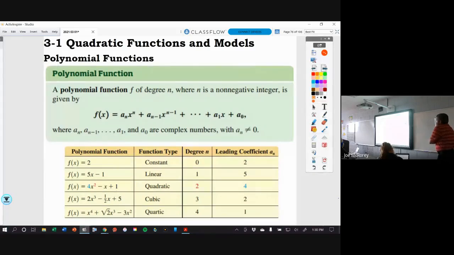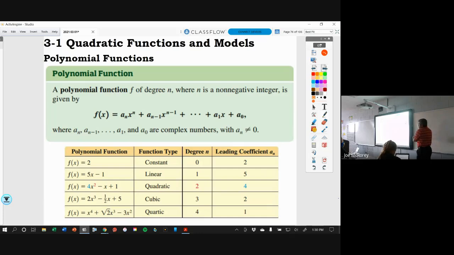A polynomial function takes the form f of x equals a sub n x to the n plus a sub n minus 1 x to the n minus 1 plus dot dot dot plus a sub 1 x plus a sub 0. What that means is a polynomial function, you're going to write it down with the highest exponent on the x first. Isn't that what we do all the time? Highest exponent, and then we count down, right? Okay.